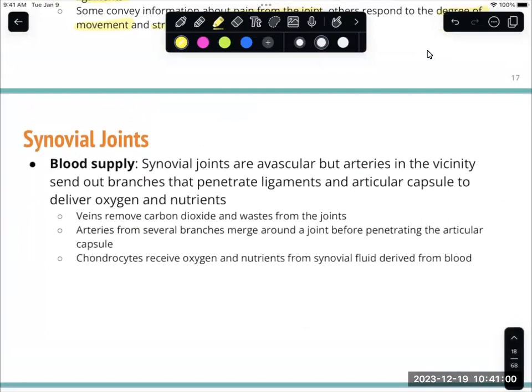As I mentioned, these synovial joints are technically avascular. There's no blood supply that goes into these joints, but there are different arteries in the vicinity, so in that area. So the blood supply that's in that area is going to send oxygen and nutrients into that joint through diffusion. Those veins will remove that carbon dioxide and any waste from those joints, again, through that simple diffusion.